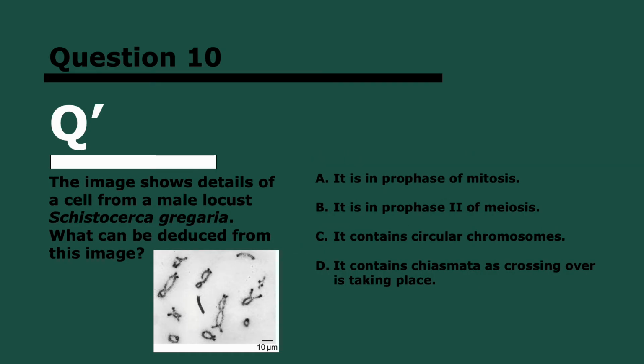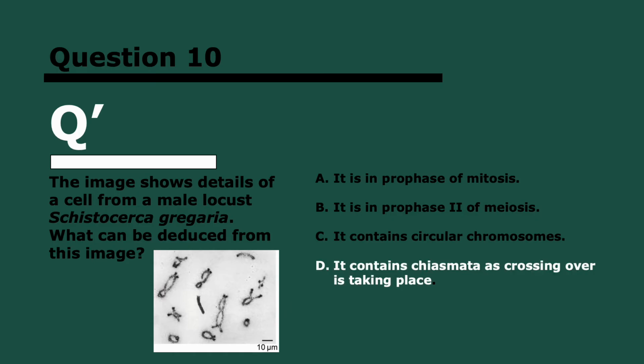So question 10, the image shows details of a cell from a male locust, Schistocerca gregaria. What can be deduced from the image? Okay, and 3, 2, and 1. So it contains chiasmata. You can clearly see that, right? Because there are different chromosomes being intertwined, and there are points at which you can see they're connecting and most likely exchanging DNA, right? There's no evidence of circular chromosomes. These are clearly linear. And then in terms of what stage of meiosis or mitosis they're in, if it's chiasmata, right, if they're crossing over, it's prophase 1 of meiosis. So it's neither mitosis nor prophase 2.